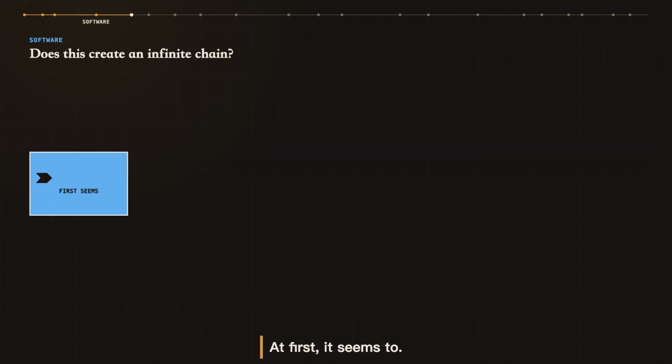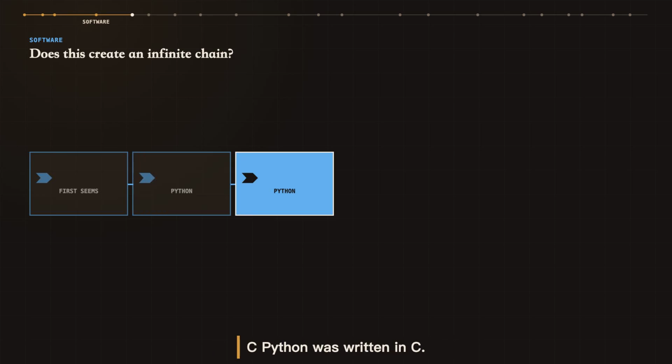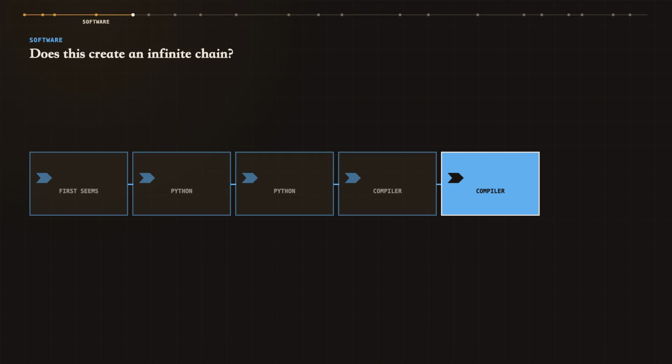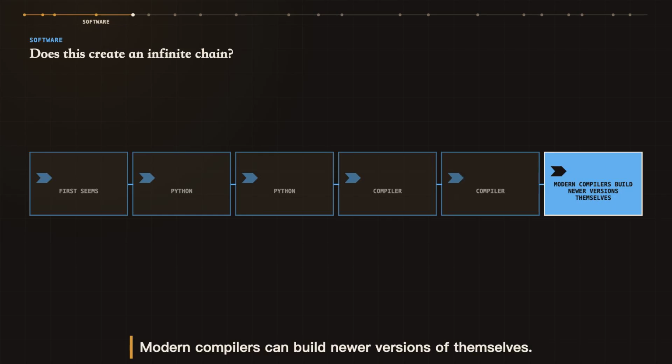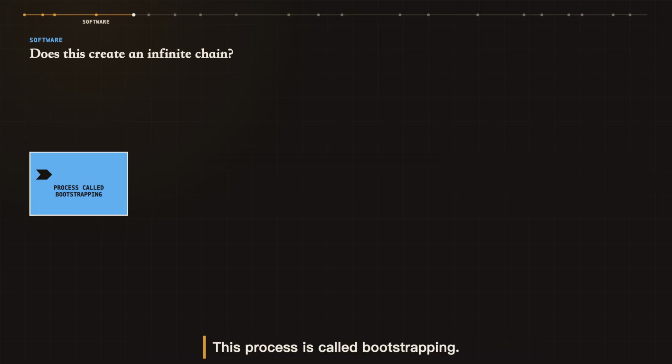At first, it seems to be an endless chain. Python is executed by CPython. CPython was written in C. A compiler compiled the C. What compiled the compiler? Modern compilers can build newer versions of themselves. This process is called bootstrapping.